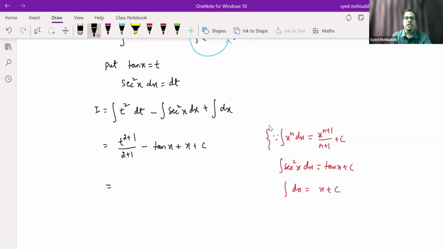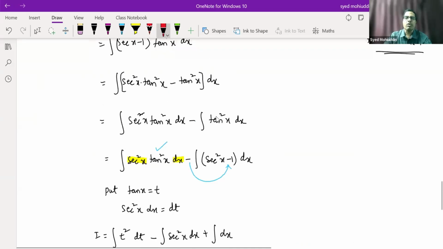It is t. What is the value of t? T is tan. So I can write tan of 2 plus 1 will give you 3. So tan cube of x divided by 3 minus this is tan of x plus c. That will be the required solution. So very important is the very first step.